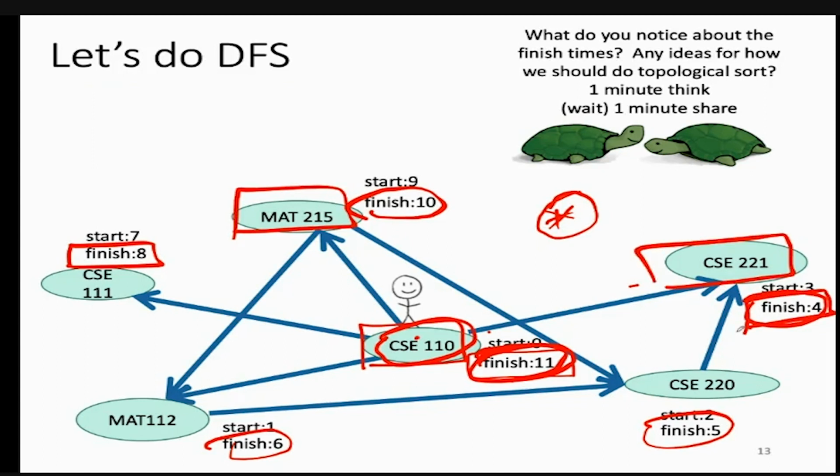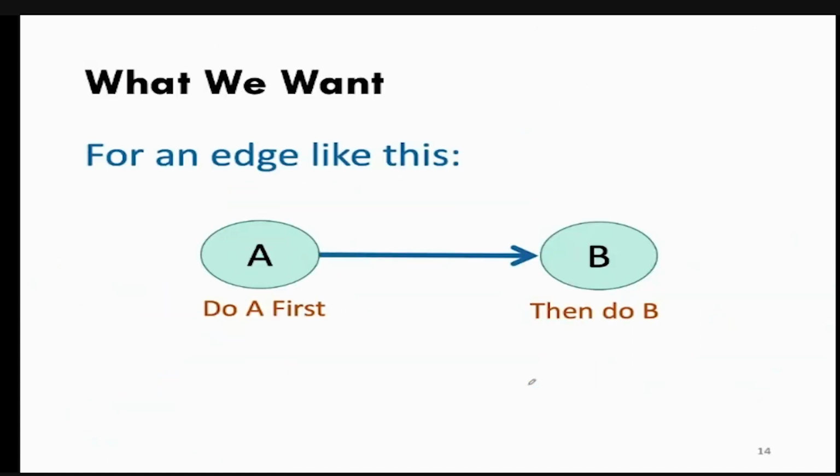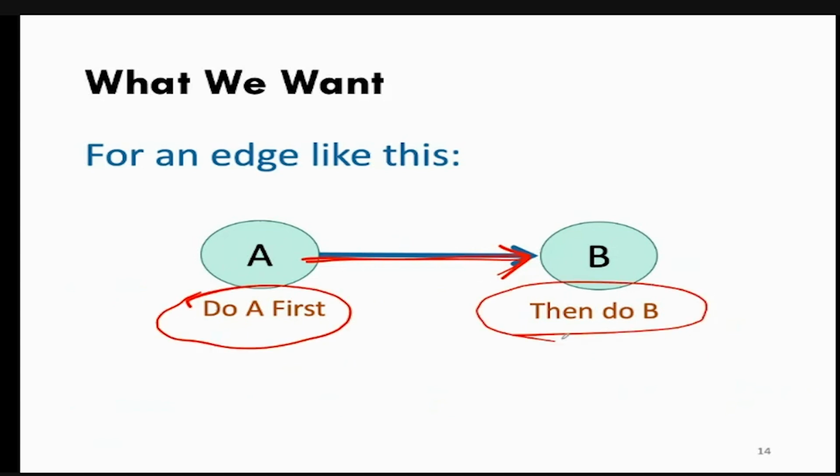So can we devise some relationship between finishing time and the order in which we do our tasks? So what we want is basically for every edge, if there is such an edge in our dependency graph, we have to do this first, and then we will do this. Okay? So this is what we want.